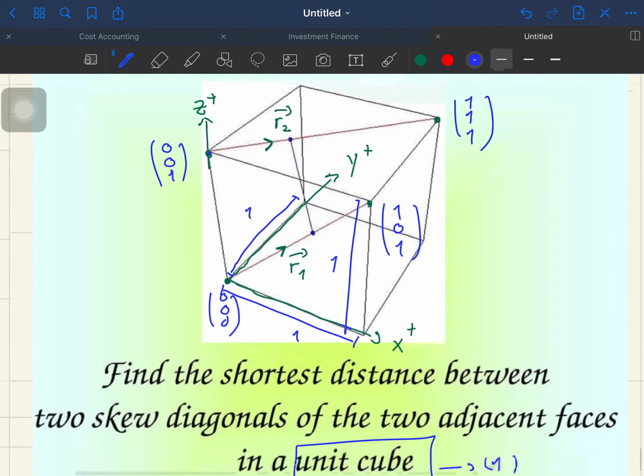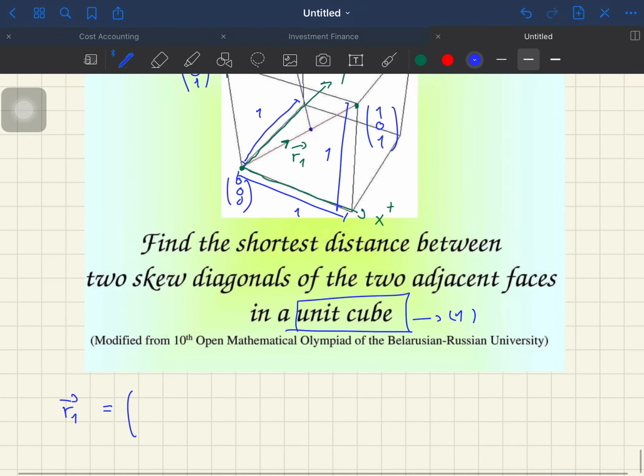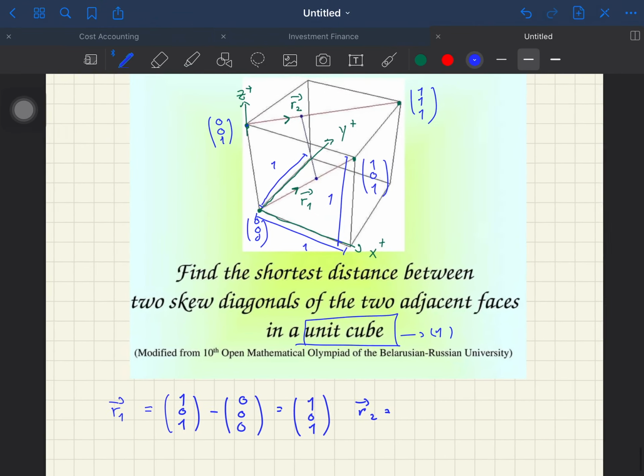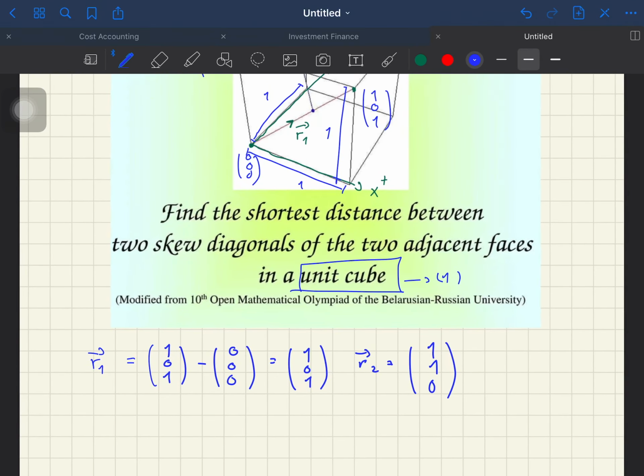Because we have 2 points, we can use the fact that, for example, the direction of R1 is nothing but the difference between these 2 points. So it's 1, 0, 1 minus 0, 0, 0, and then we have 1, 0, 1 here. And then for R2, the direction will be 1, 1, 0, if you use the same method.